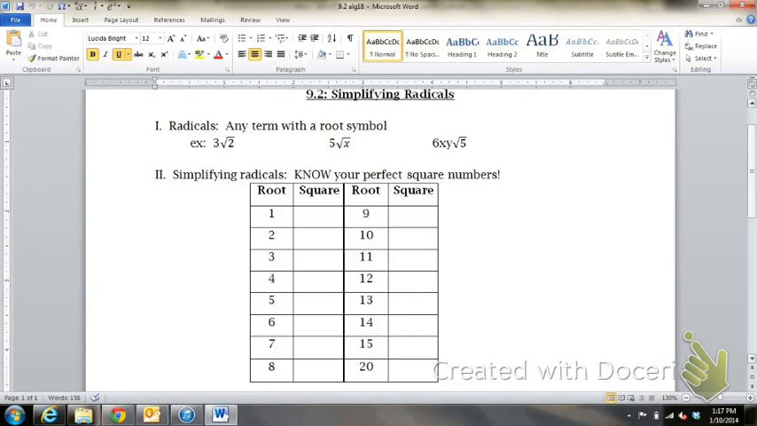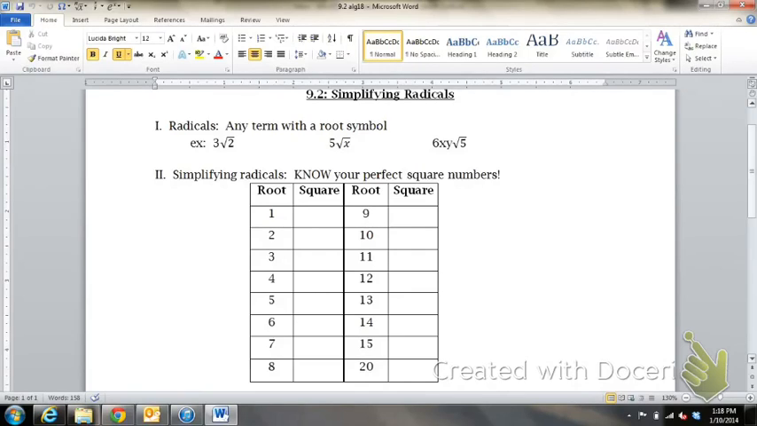In 9.2, we're going to simplify radicals. Well, what's a radical? A radical is any term that has a root symbol. I say root because the higher up you get in math, they won't all be square roots. They'll be cube roots or fourth roots and all sorts of things.